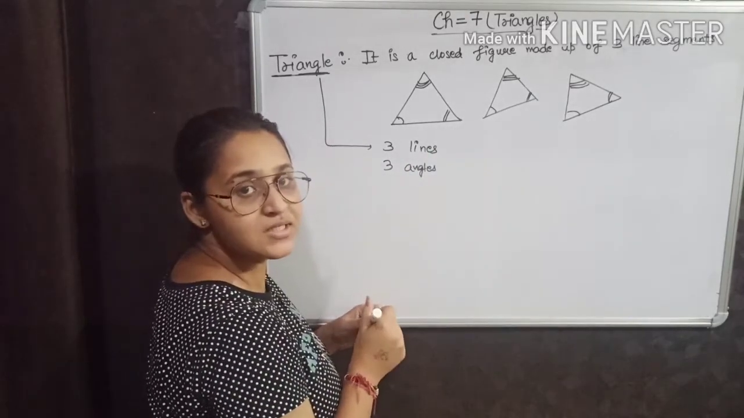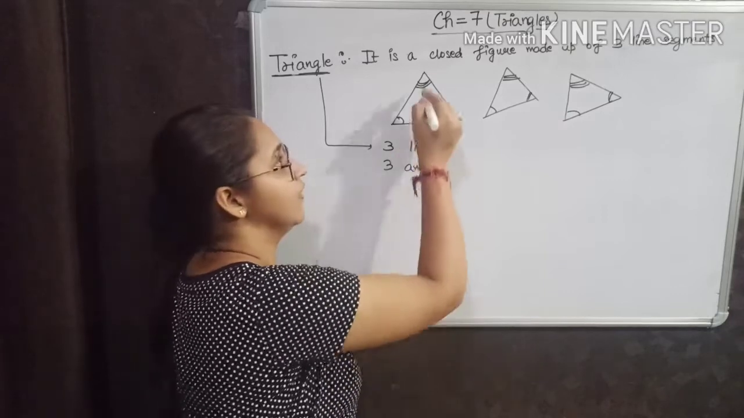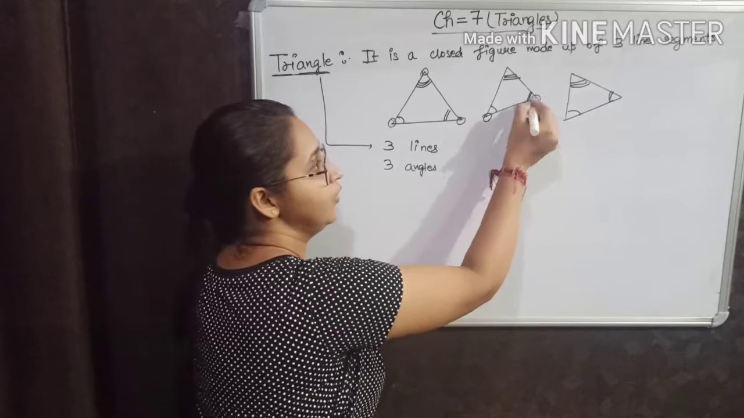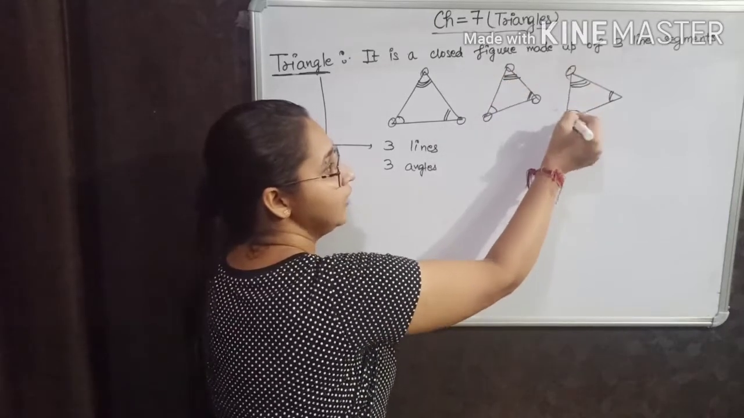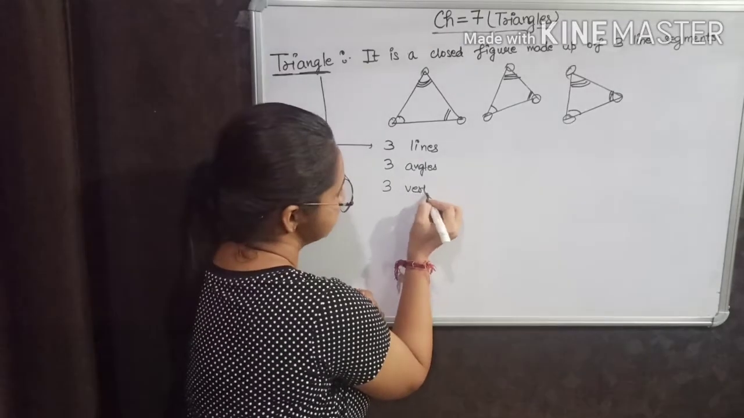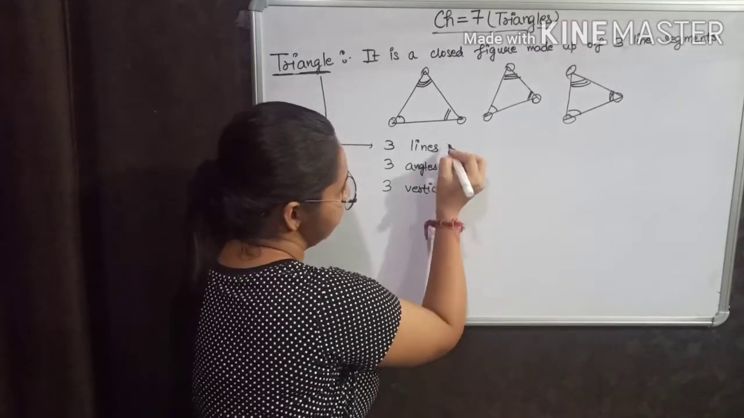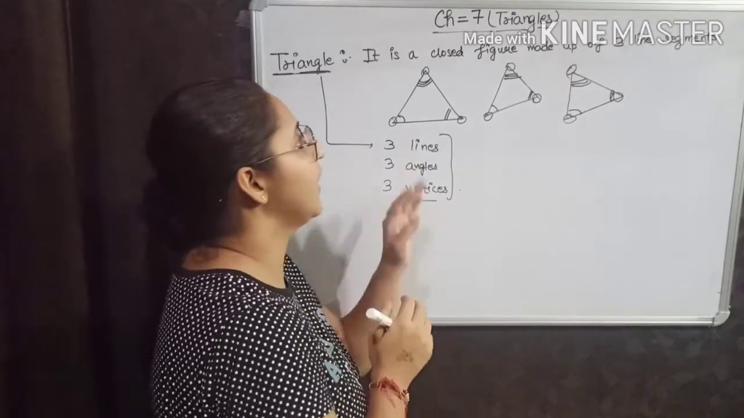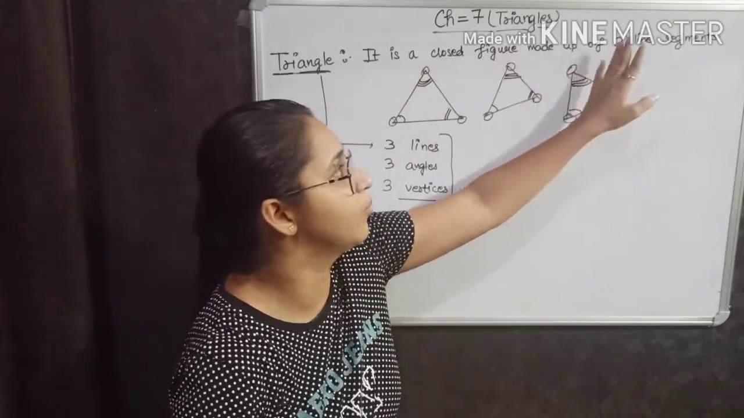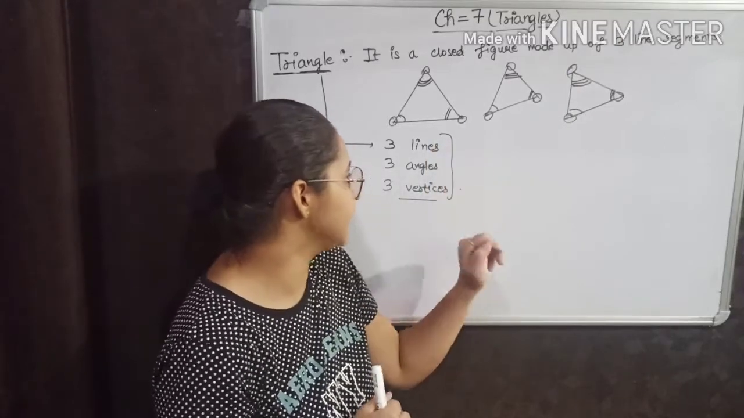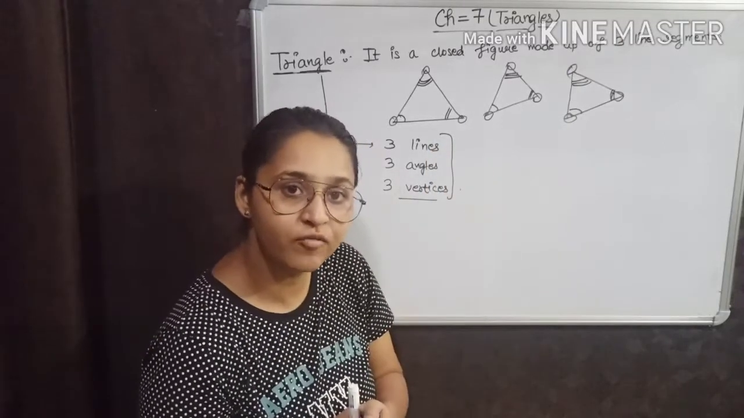Now, vertices. How many vertices are here? 1, 2, 3. Three vertices. So, in conclusion, I can say a triangle is a closed figure made up of three line segments. It has three lines, it has three angles, and it has three vertices.